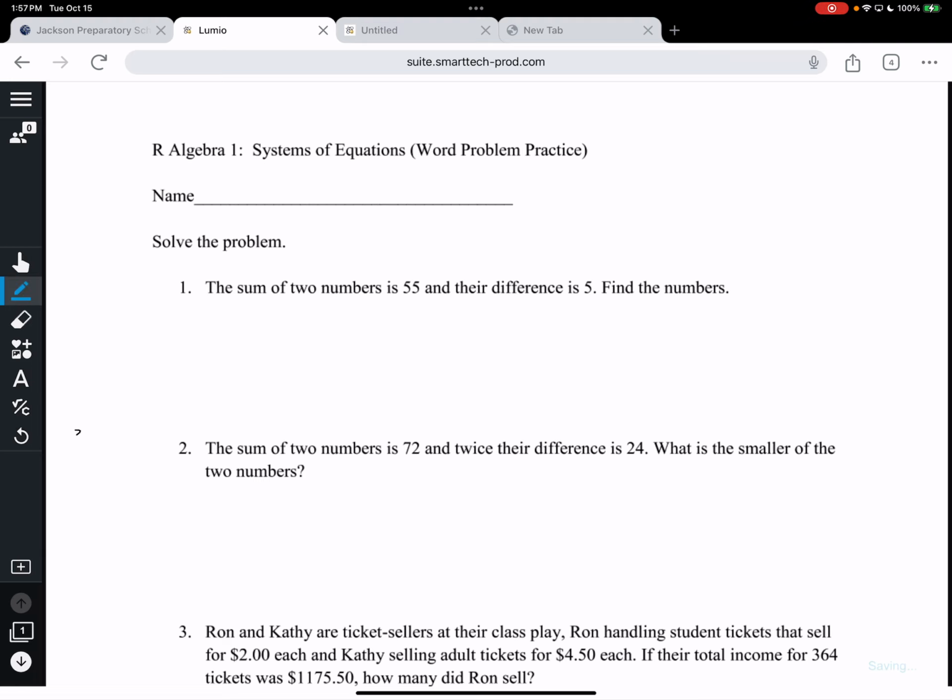All right. So when we say the sum of two numbers is 55, we're going to have x plus y equals 55. And the difference of the two numbers is 5, and they're different, so we know it's the same two variables: x minus y equals 5.